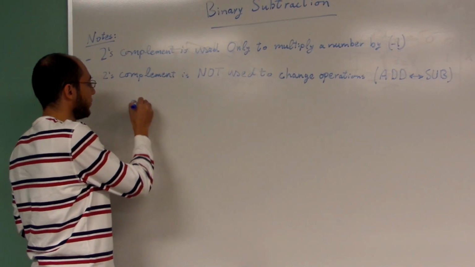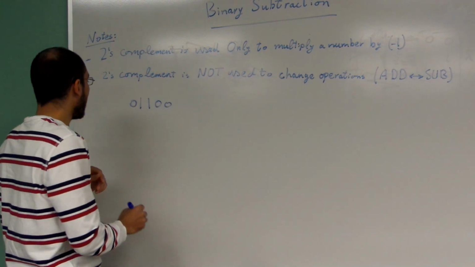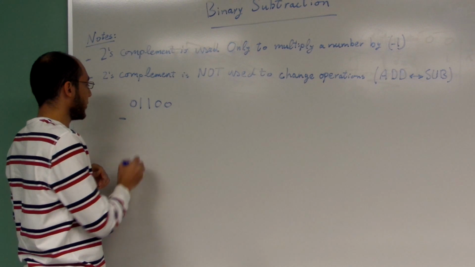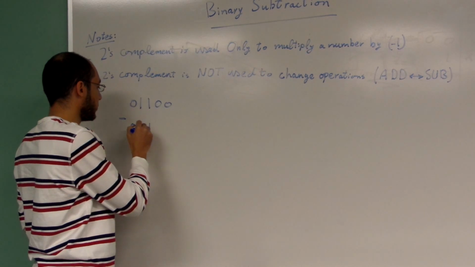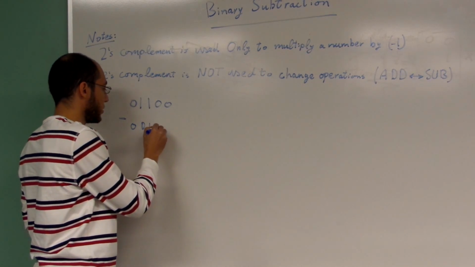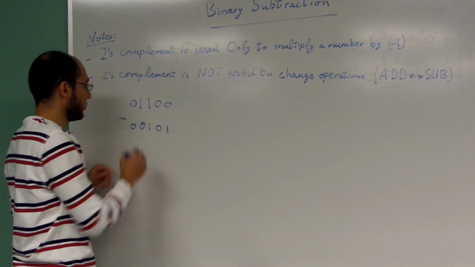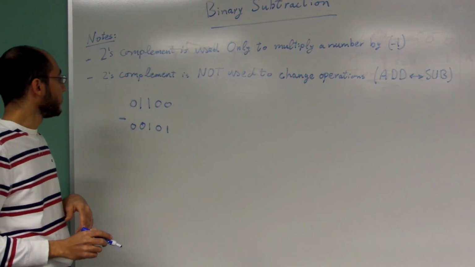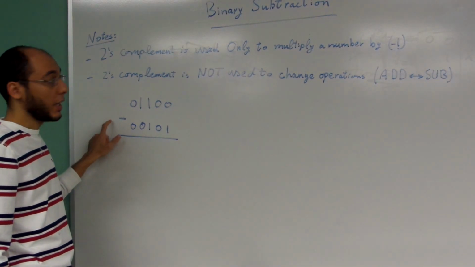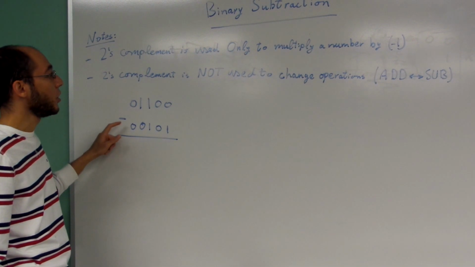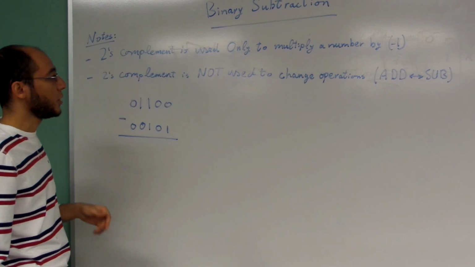0, 1, 1, 0, 0. And I want to subtract from this number the following number: 0, 0, 1, 0, 1. So if I want to do this operation, this is a subtraction operation. And I know that whenever you have a subtraction, you are going to convert this second number to the 2's complement and then do the addition.